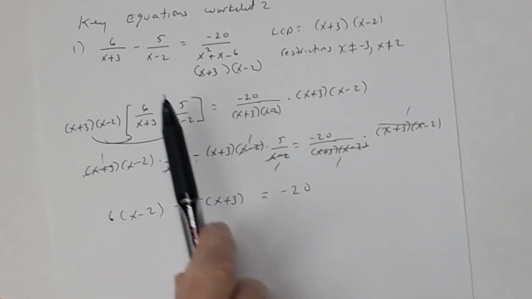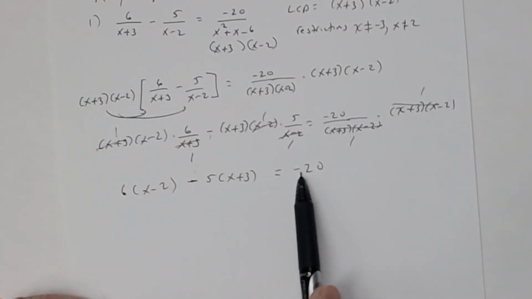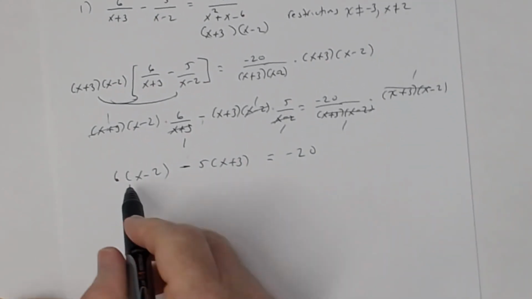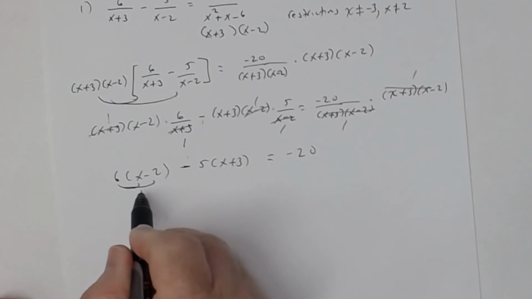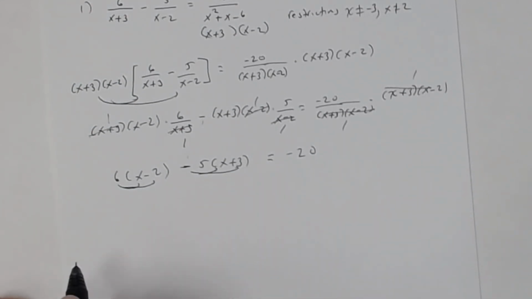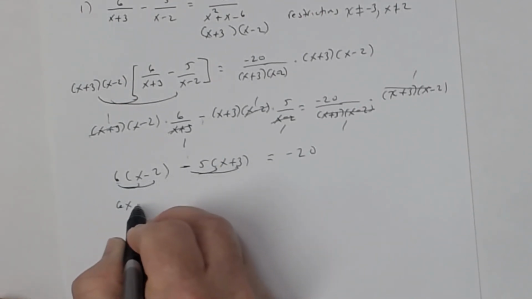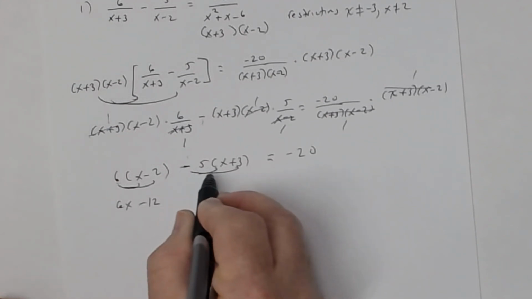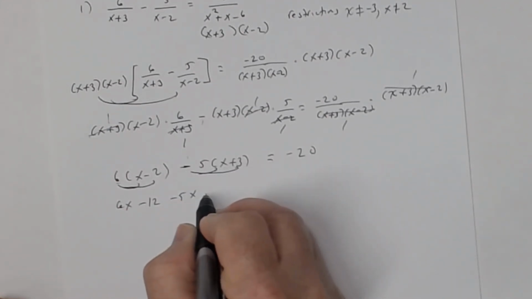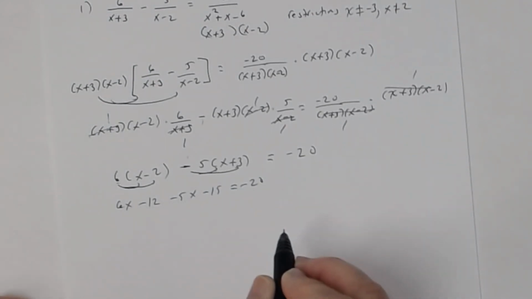So I want you to notice that I went from this rational equation to a linear equation. All right, and now we're going to solve this linear equation. And so we're going to do this by using distributive property. So I'm going to distribute 6 here, and then I'm going to distribute negative 5 here. So 6 times x is 6x. 6 times negative 2 is a negative 12. Negative 5 times x is a negative 5x. And then negative 5 times 3 is a negative 15, equal negative 20.